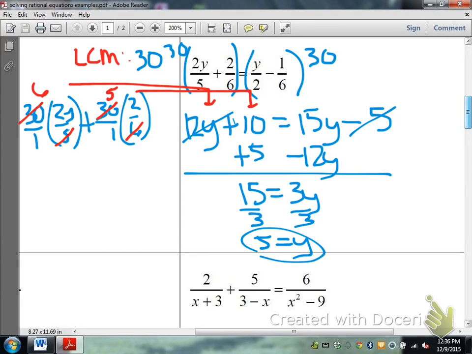We think that y equals 5. Again, we check it.